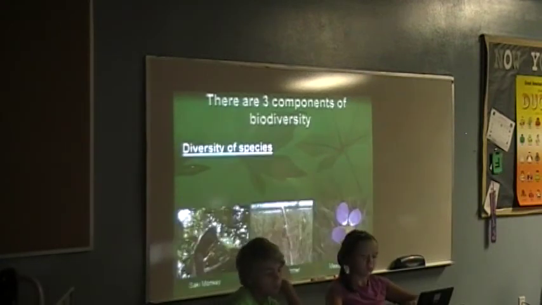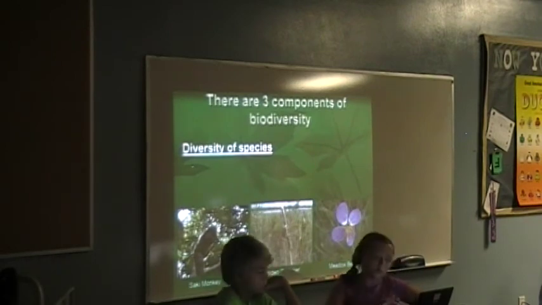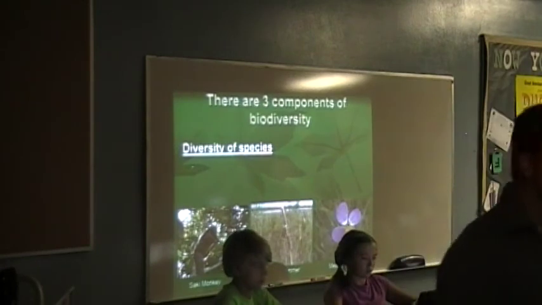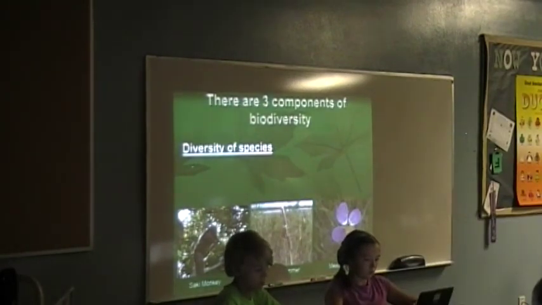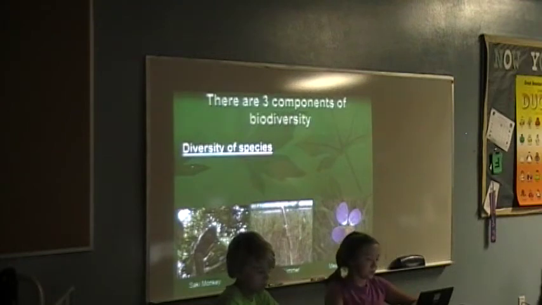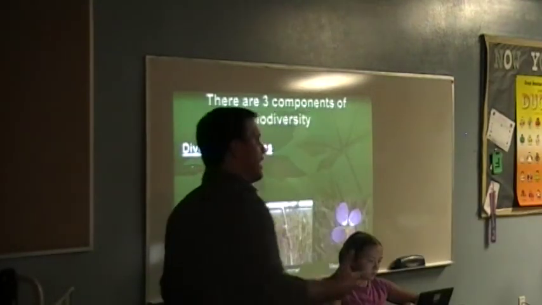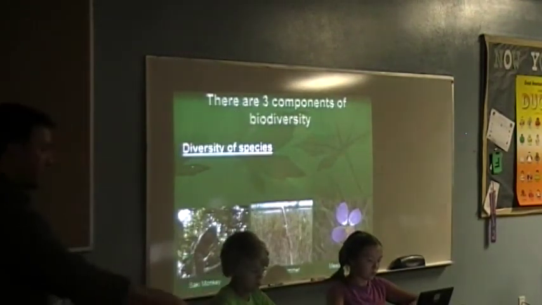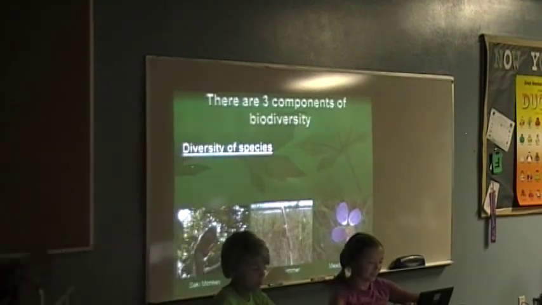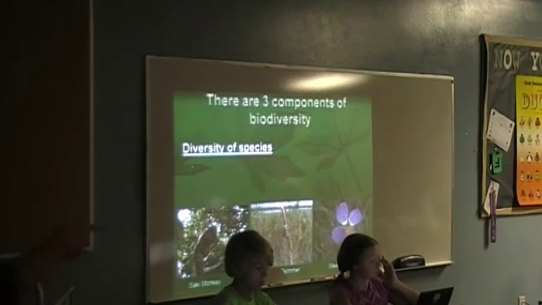The second component, diversity of species. The variety of species. Now, in a given area, we have different species. We have plants. We have animals. We have fungus. We have the thing that's growing on her shoe. Okay? We have all that. We have various species.